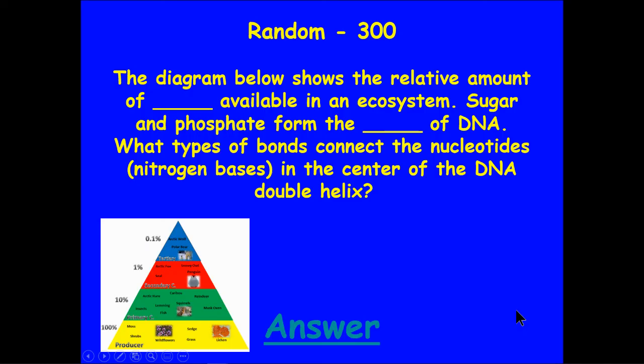Last questions. The diagram below shows the relative amount of blank available in an ecosystem. Sugar and phosphate form the blank of DNA. And what types of bonds connect the nucleotides or nitrogen bases in the center of the DNA double helix?